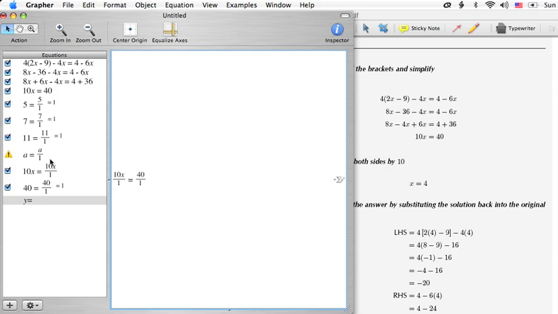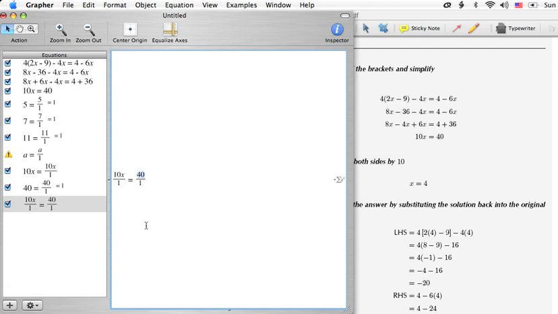And the reason I'm doing this is a very simple reason. I simply want to show you that when we're looking at 10x equals 40, it's the same thing as 10x over 1 equals 40 over 1. In other words, what I'm trying to emphasize here is that the 10x is on top. Also, the 40 is on top.